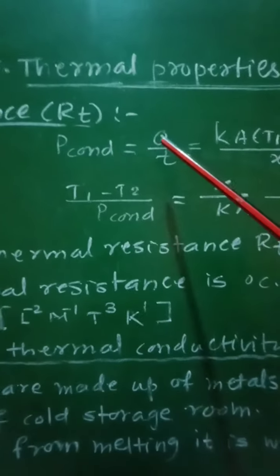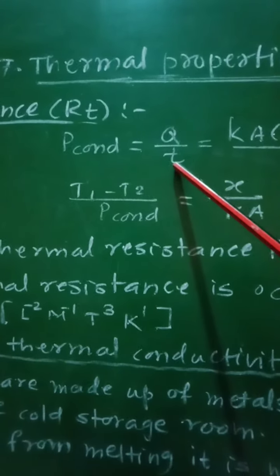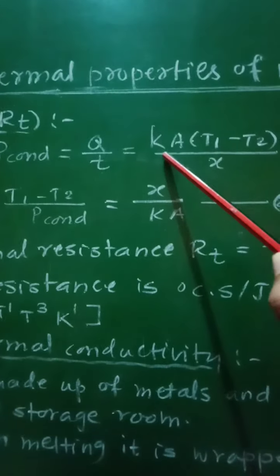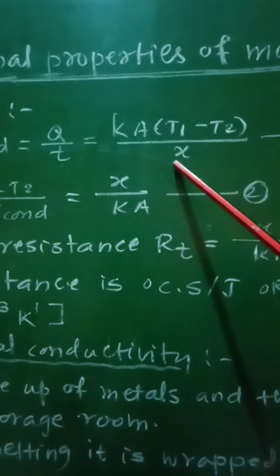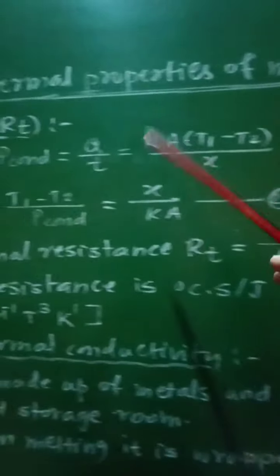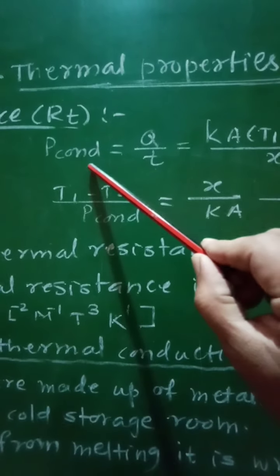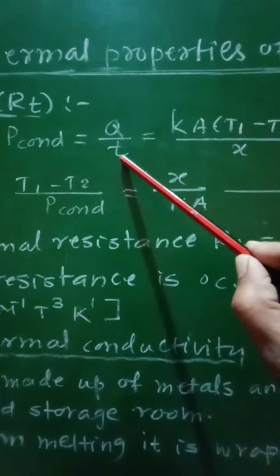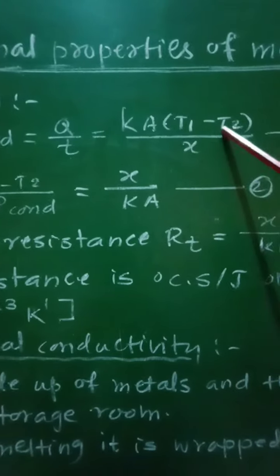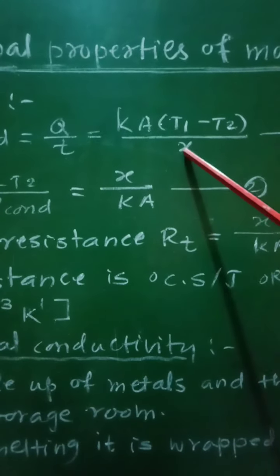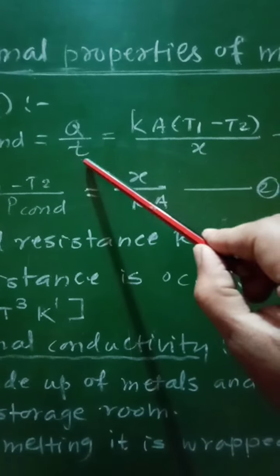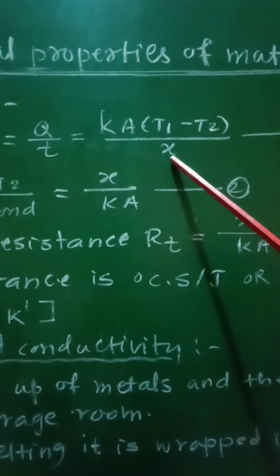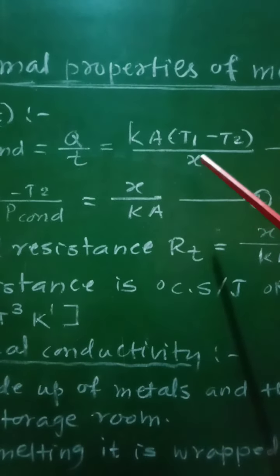Therefore that conduction rate P conduction is given by the formula: the amount of heat conducted per unit time, P conduction, is equal to Q by t, which will be equal to KA into (T1 minus T2) upon X, equation number 1. This Q by t is the conduction rate, and it is derived from the fact that the amount of heat conducted is given as KA into (T1 minus T2) into small t upon X. So Q by t equals KA (T1 minus T2) upon X, which represents the conduction rate.